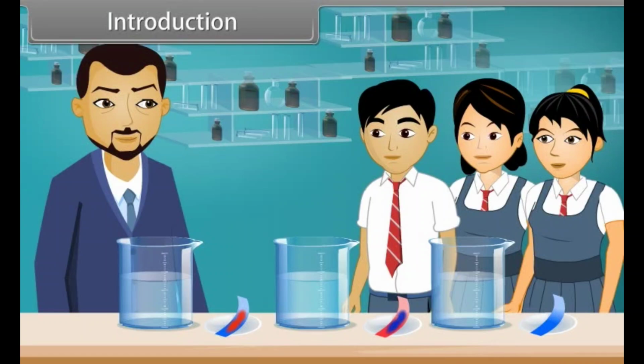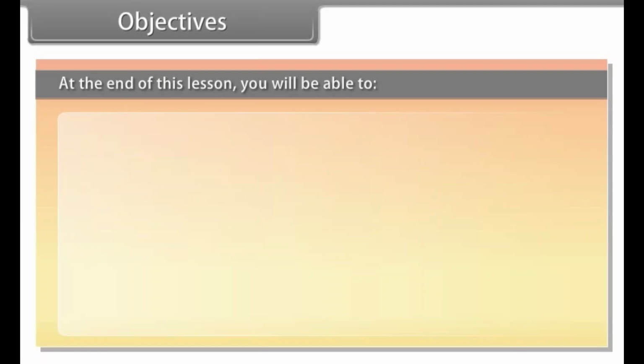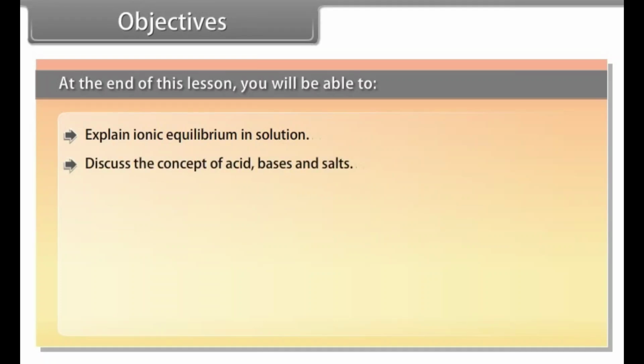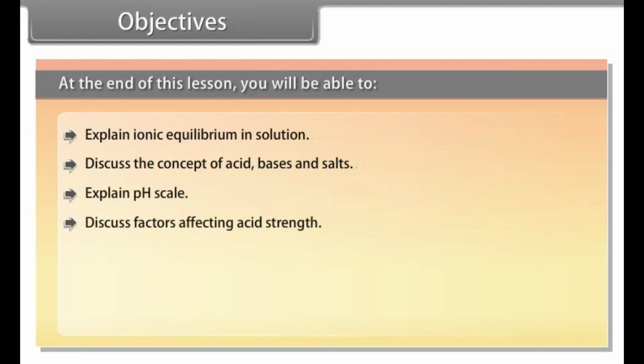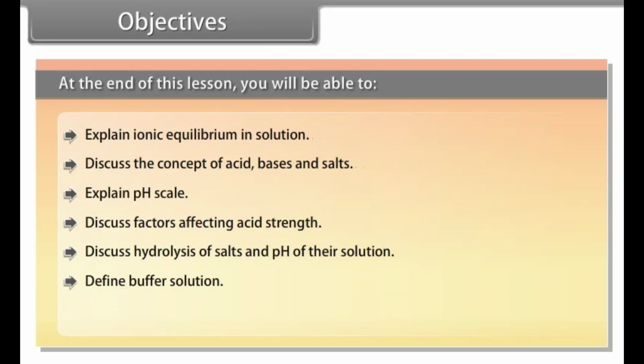In this lesson, you will study physical and chemical equilibrium. Objectives. At the end of this lesson, you will be able to explain ionic equilibrium in solution, discuss the concept of acids, bases and salts, explain the pH scale, discuss factors affecting acid strength, discuss hydrolysis of salts and pH of their solution, define buffer solution, and define solubility product constant.